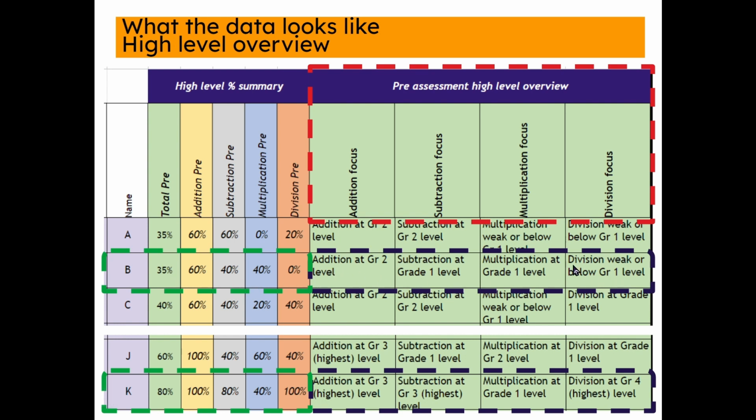So, if this child was a grade 4 child, this would be problematic because they are at grade 2, grade 1, grade 1, grade 1 level. For child K, if it was a grade 4, their addition's okay, their subtraction's okay, their division's great, they need work on their multiplication.